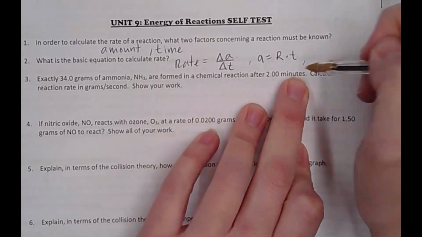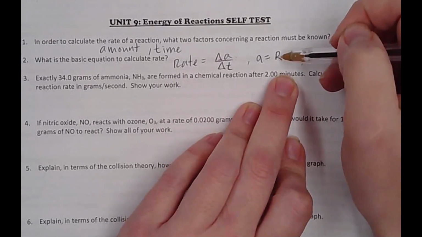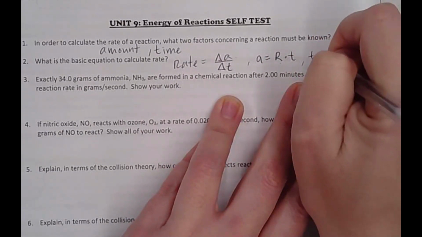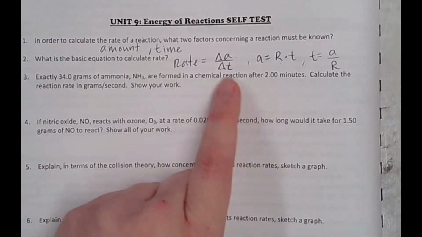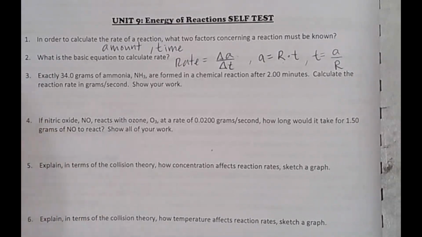And then my third way to solve this would be for the variable time. So since right now it's time times rate, I could divide both sides by rate, and I end up with time equals amount divided by rate. So these are all the same equation, just solved for a different variable. Since there's three variables, there's three ways to write it. Okay, so let's read the question.